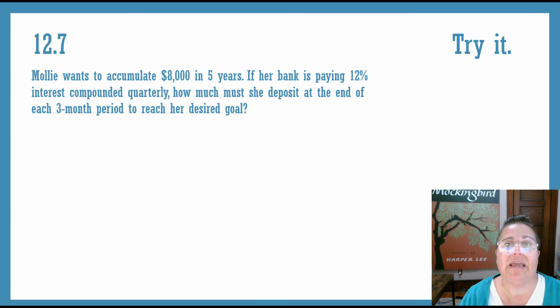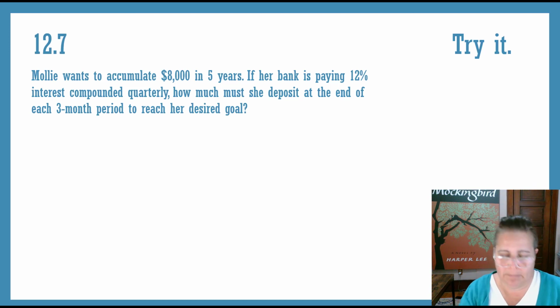Here's how it works. Molly wants to have $8,000 in 5 years. Her bank is currently paying 12% interest compounded quarterly. How much does she have to deposit each quarter to reach her desired goal? So keep in mind, these are ordinary and they're simple, which means whatever your compounded interest is, that's how often you're making payments. All right, those two are in sync.